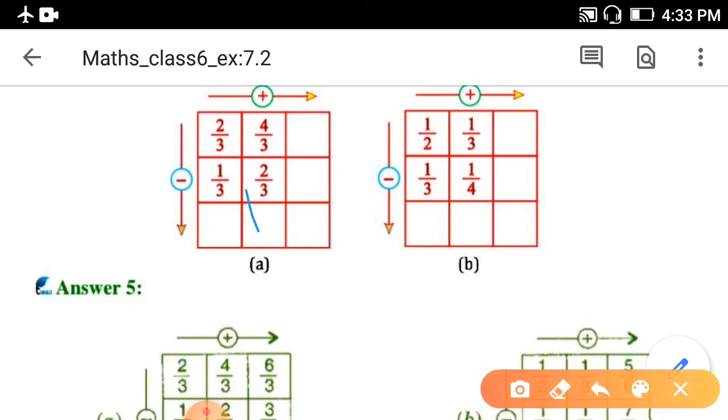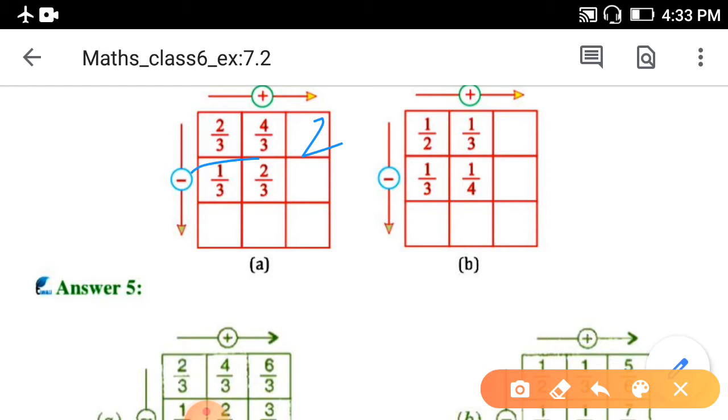Same thing you have to repeat here. You have to subtract them. Whatever answer you are getting, that will be the answer here. Now horizontally you have to add them. 2/3 plus 4/3. So 2 plus 4, 6/3, or else it's a 2.